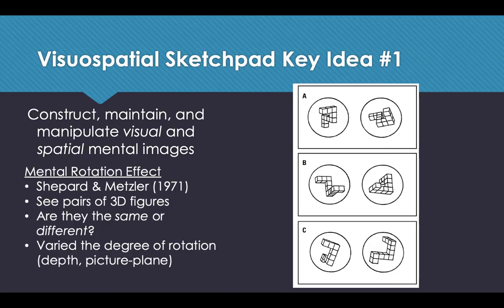The first big key idea about the Visuospatial Sketchpad is that it is used to construct, maintain, and manipulate visual and spatial mental images. For example, Shepard and Metzler demonstrated the mental rotation effect using a simple experiment. They presented participants with pairs of 3D figures, like the ones you see here, and asked them to determine, are they the same or are they different? Various degrees of rotation were manipulated, making the task more or less complex.